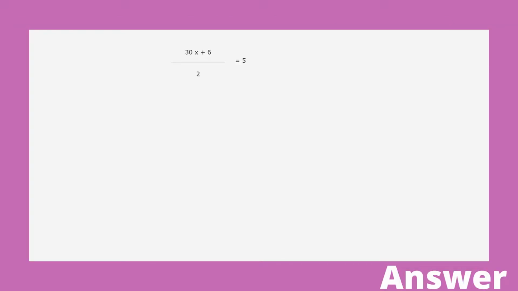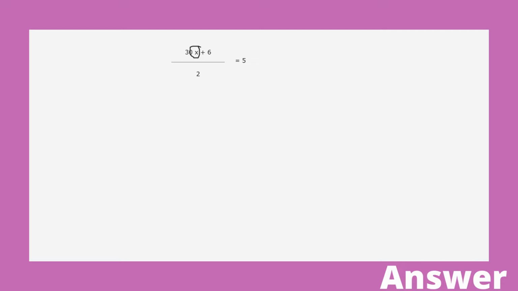All right, so now we're going to do something a bit more difficult, and we're still solving for x, by the way. So here you have 30x plus 6 divided by 2 equals 5, and you have to find x. So how do we find this value, x?